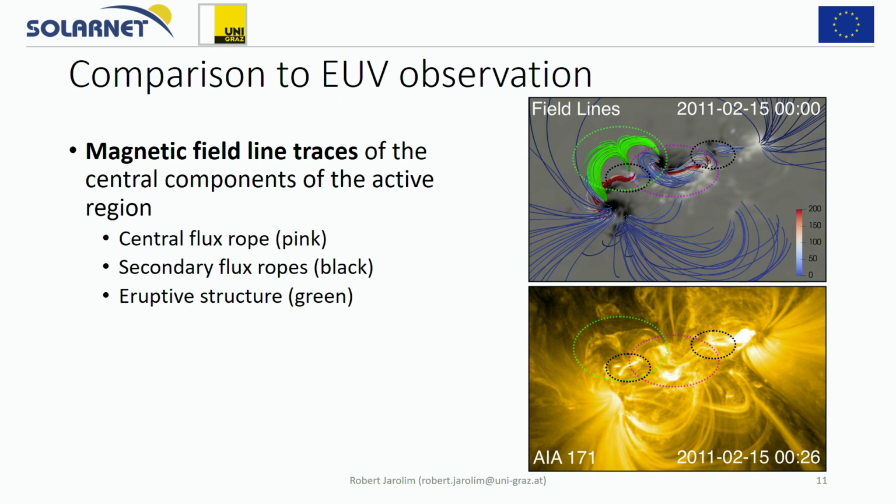So as a next step, to better understand if this is a valid approximation, we move forward to comparing our results to actual observations. The way to do this is by comparing our extrapolations to EUV observations. So we perform our method on this active region, and then we plot magnetic field line traces, highlighting the primary components of the active region. You can see that we obtain the central flux rope here, also identify the secondary flux ropes, and this is in agreement with the EUV observations. We were also able to identify this eruptive structure up here, which becomes visible briefly before this flare event happens.